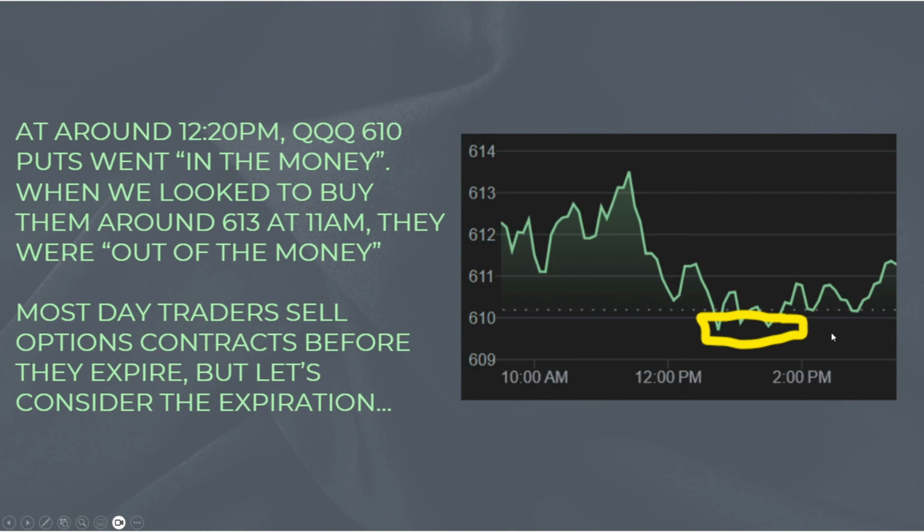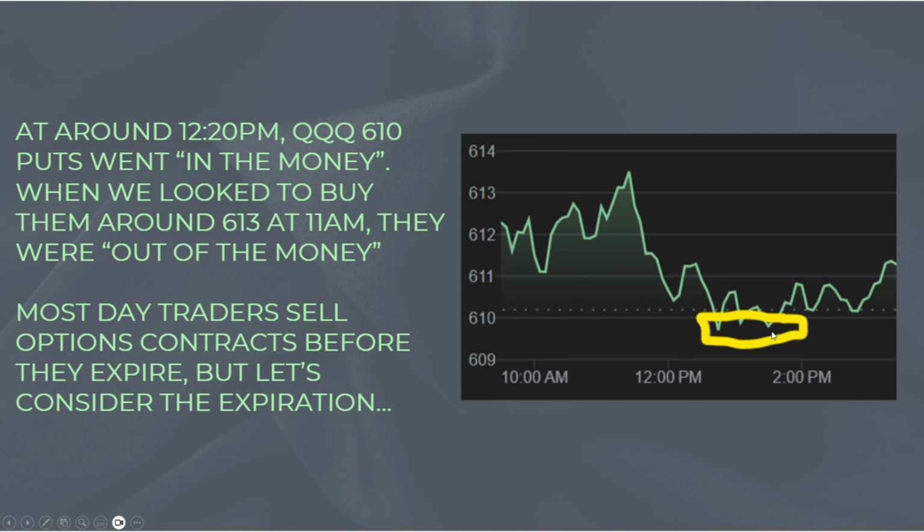So then if we look at an actual linear chart of QQQ as an equity, around 12:20 p.m., the QQQ 610 puts went in the money. You can see the price here is at 610. We had a couple situations where we dipped just barely under 610. So when we looked to buy them at around 6:13 and 11 a.m., they were out of the money, because anything above 610 was still out of the money. Not until price got below 610 did we consider these QQQ puts in the money.